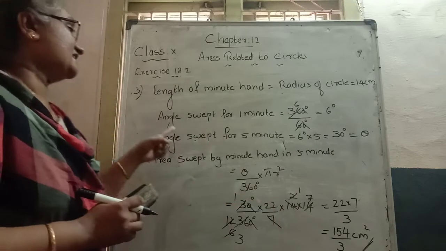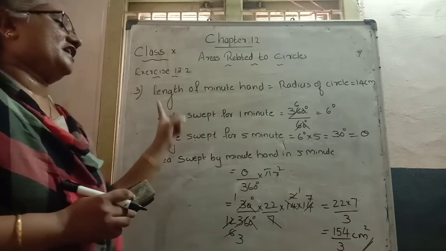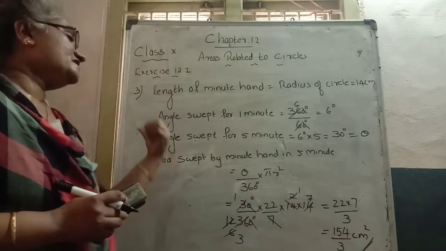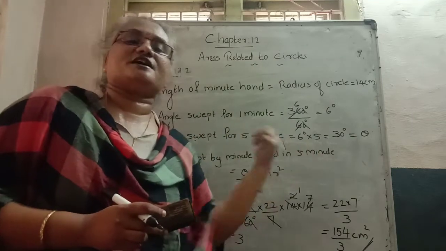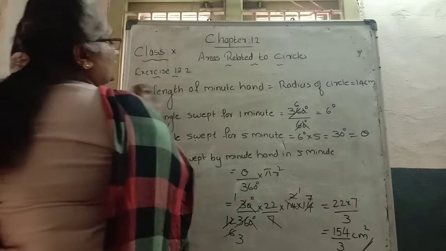I hope you can understand. First, angle swept for 1 minute case to find out. Next, 5 minutes they ask. That's why 5 minute case to find out. Afterwards, angle swept by minute hand in 5 minutes case find out. This is our third question.